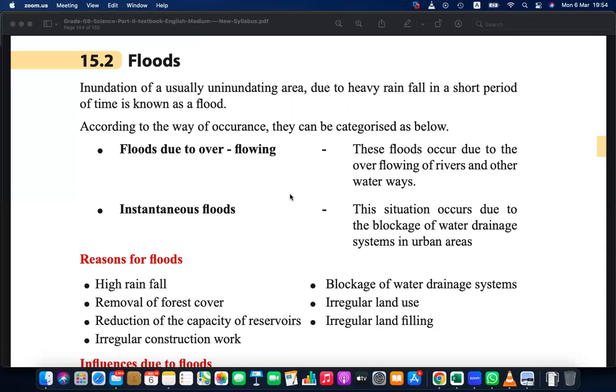Especially in Gampaha area, there are a lot of instantaneous floods due to the mismanagement and blocking of drainage systems. Right, high rainfall and also forest layer removal, like deforestation, constructions and blocking, reducing the capacity of the tanks, irregular construction work, blocking drainage water systems, those can be the reasons.